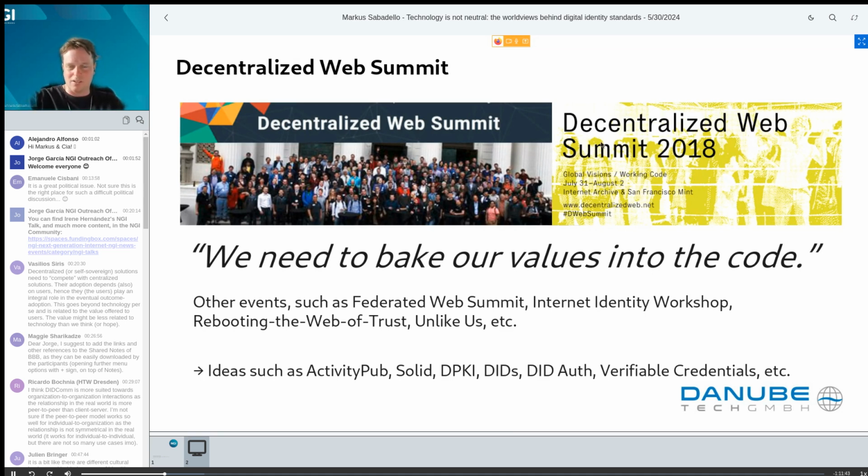In 2018, there was an interesting event, the Decentralized Web Summit, and one of the outcomes was a manifesto or a report that said we need to bake our values into the code, right? And there were several other initiatives and events like Federated Web Summit, Internet Identity Workshop, Rebooting the Web of Trust, and so on. And so there was a period after the Snowden revelations and the insights that we have problems with the surveillance economy and things like that.